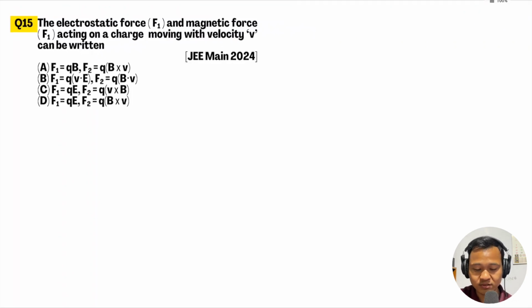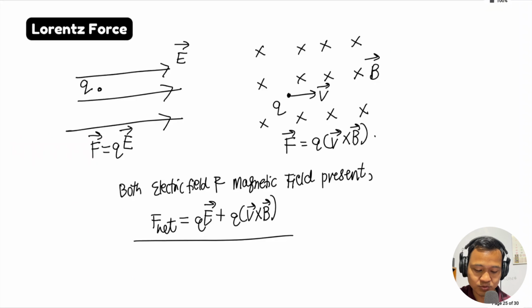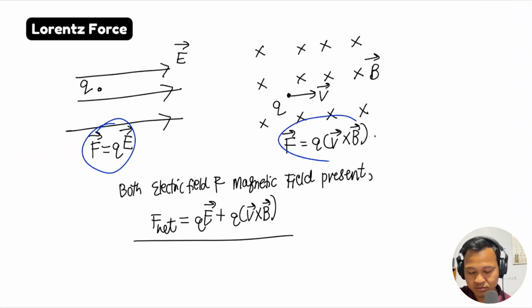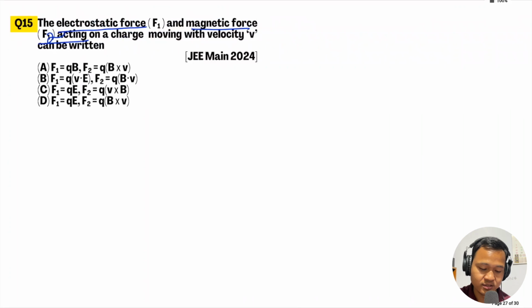Direct question solving. The electrostatic force F1 is the electric force, and the magnetic force is F2. So the force on a charge moving with velocity V can be written as Q into E plus Q into V cross B. So the answer is C.